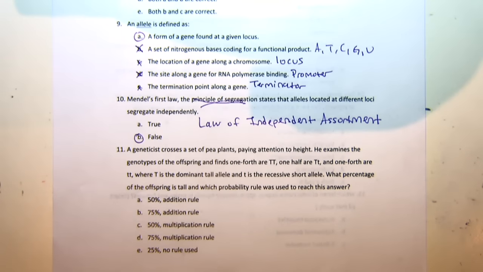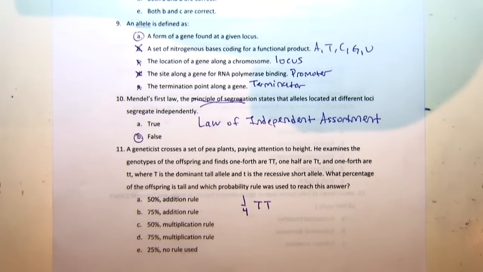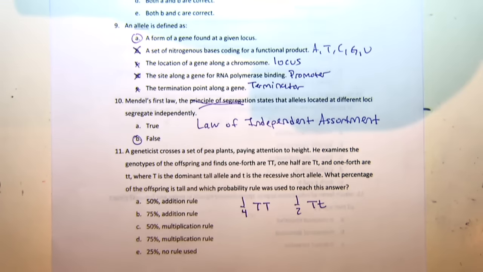Okay, number 11. A geneticist crosses a set of pea plants, paying attention to height. He examines the genotypes of the offspring and finds 1/4 are homozygous dominant, 1/2 are heterozygous, and 1/4 are homozygous recessive, where big T is the dominant tall allele and little t is the recessive short allele. What percentage of the offspring is tall, and what probability rule was used to reach this answer? So we know that 1/4 are big T are homozygous dominant, and we also know that 1/2 are heterozygous.